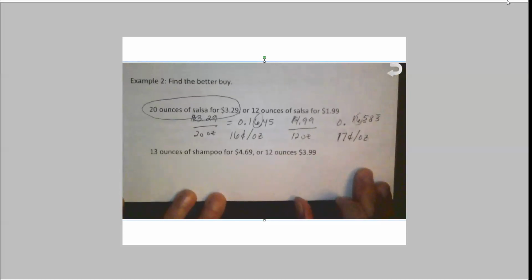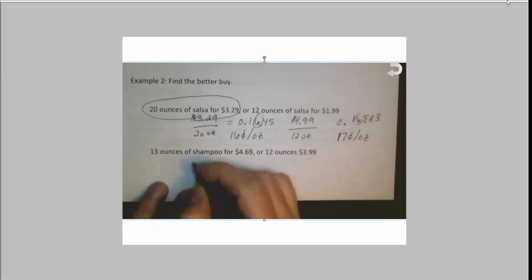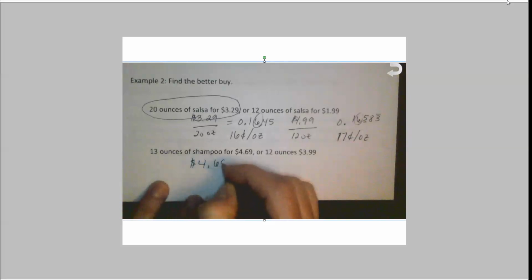Okay, one more of those examples. 13 ounces of shampoo for $4.69, or 12 ounces for $3.99. So we set that up, cost per unit.